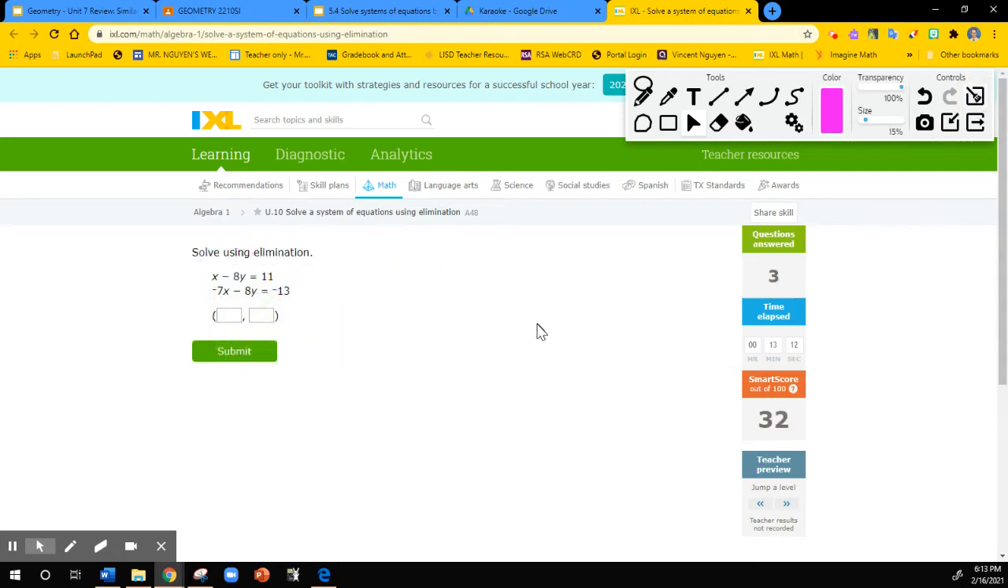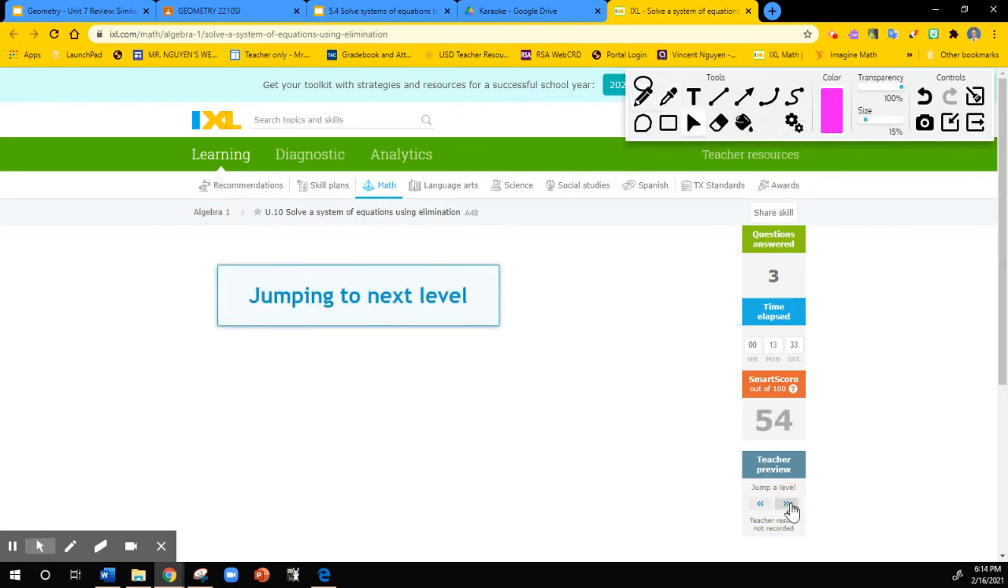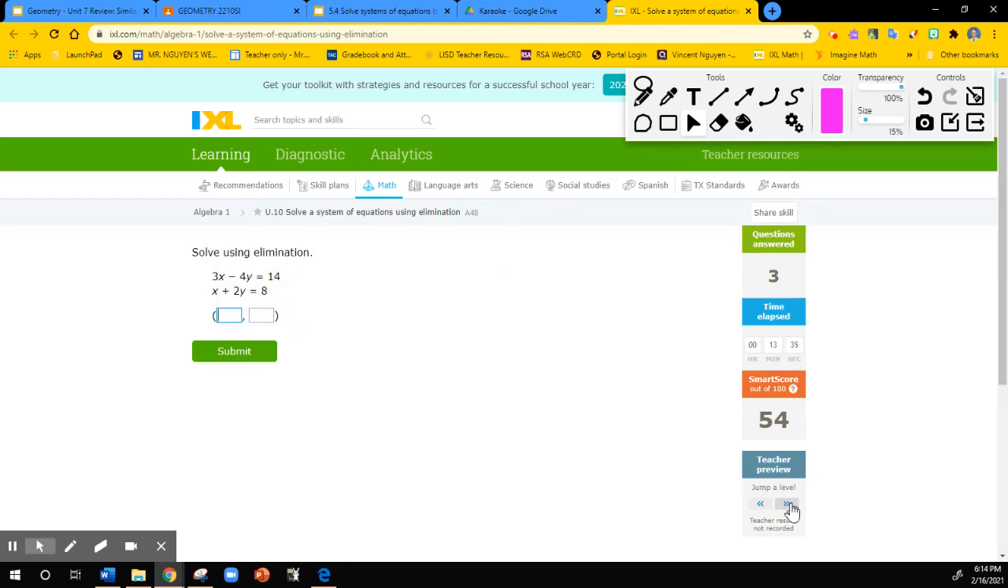Perfect. Okay, here we don't have, this is the same example as example 2. So these are the same coefficients, the same signs, so we're going to subtract, right? So I'm not going to do that one. If you want to see this method, you look at example 2 that I just did. Okay, I am going to skip jump level to see if we get things that are more interesting.